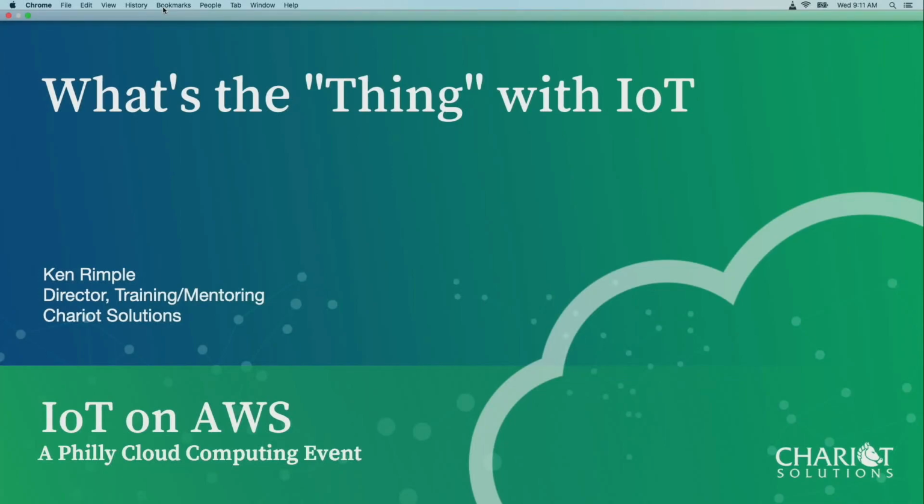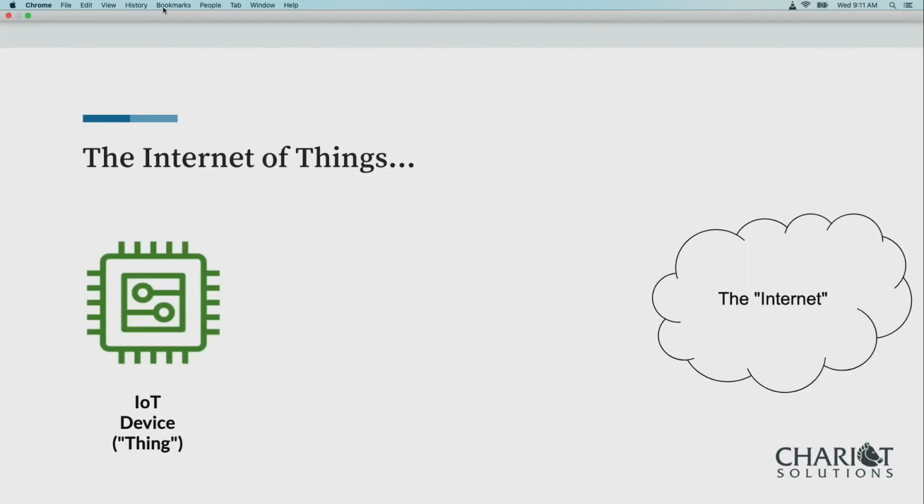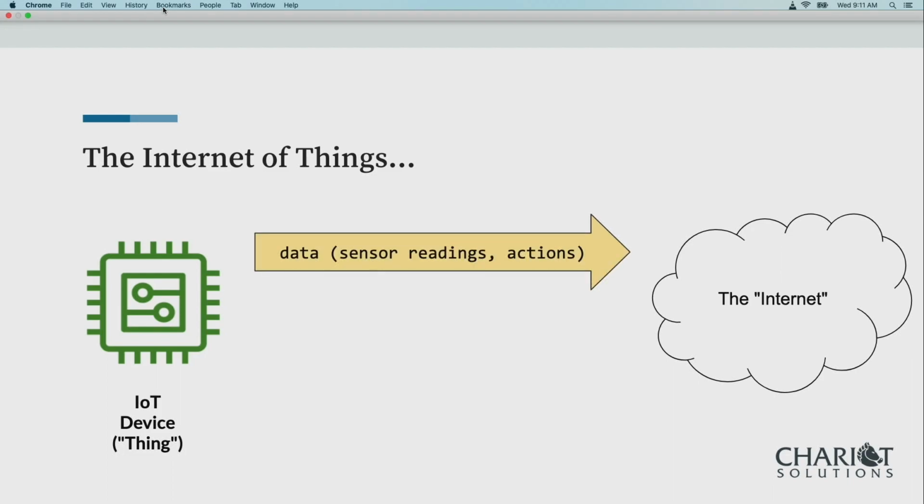So we'll talk about what the thing is in IoT. The Internet of Things is basically internet and thing, right? I mean, to be cheeky about it and silly about it, that's what it is. You've got some sort of device. That device is going to send data up to some sort of network address through some sort of protocol.